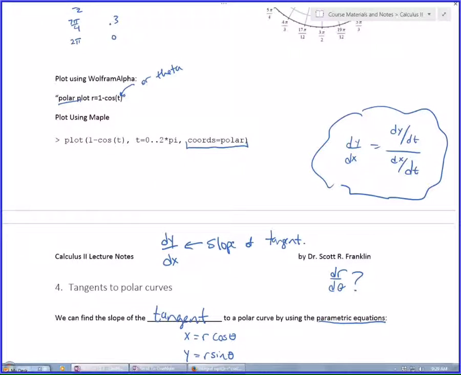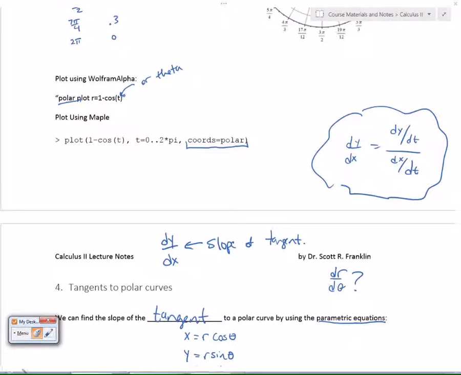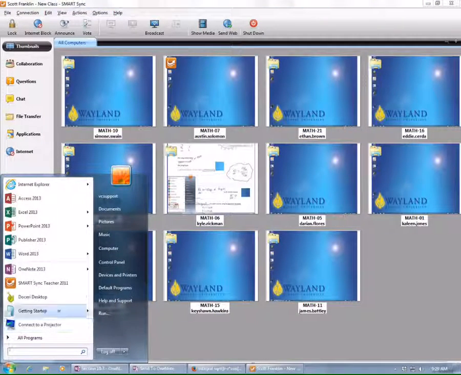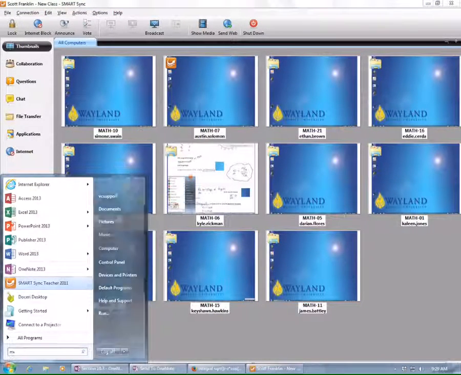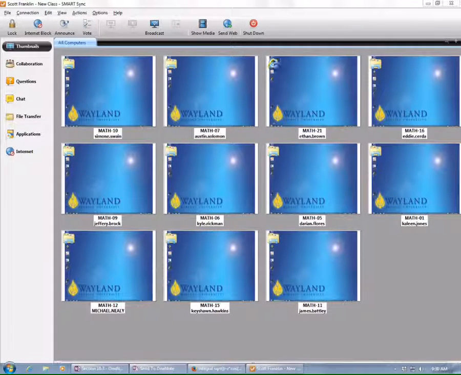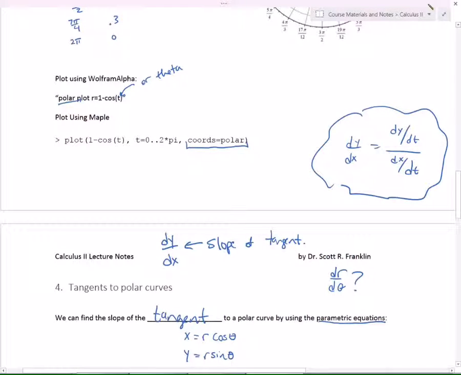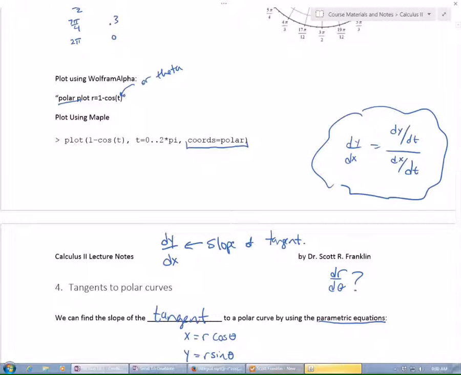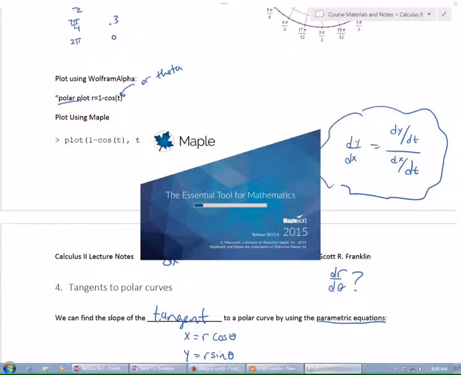You don't necessarily have to do this at the same time, but you are more than welcome to. We didn't do this in class last time. I'm going to open up Maple here on the instructor's computer. You can watch it up there as soon as it loads. What I'm going to do is plot this cardioid right there in Maple.